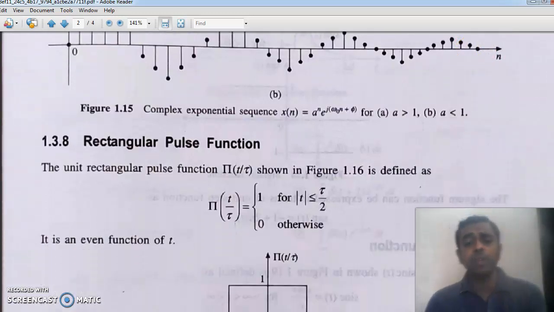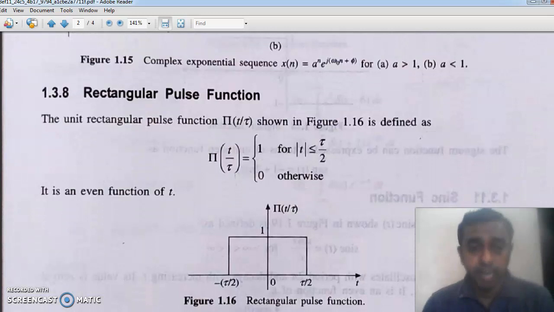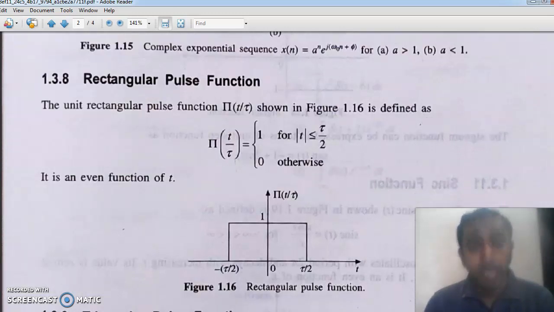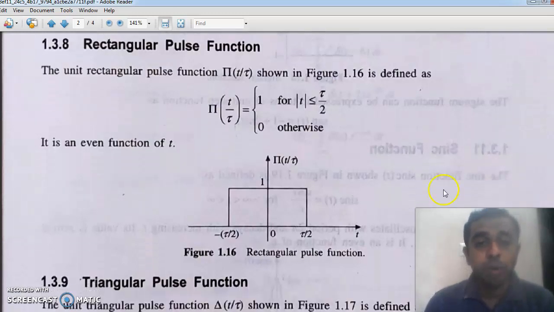Another function you have to keep in mind is the rect function, also called the pi function, or sometimes the gate function. The symbolic representation is rect of t by tau. This signal is simple when we see the figure: it has a magnitude of 1 between minus tau by 2 and tau by 2. It's an even function, that is, mirror images here.